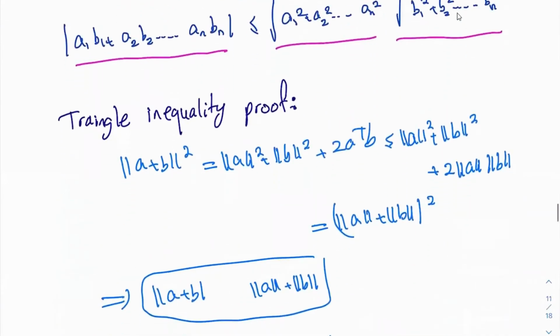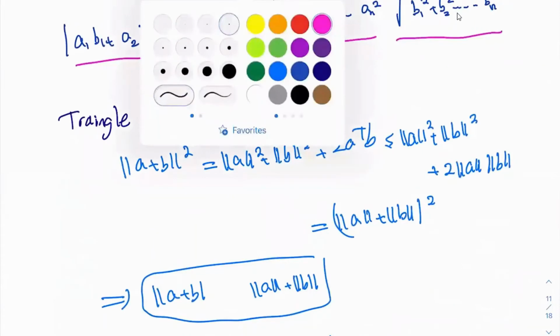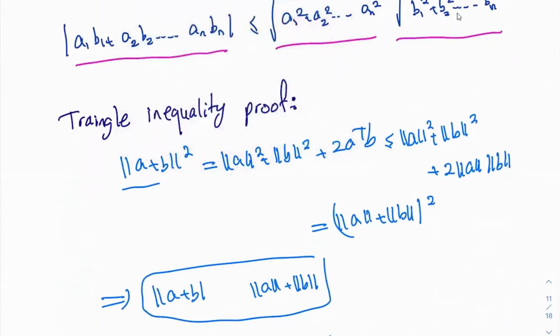Now let's see one proof of the triangle inequality. This is the third time we are looking at the triangle inequality, now in terms of Cauchy-Schwarz. Let's use the same color. Norm of a plus b squared. Remember the triangle inequality: norm of x plus y is less than or equal to norm of x plus norm of y. So now let's square the left hand side.